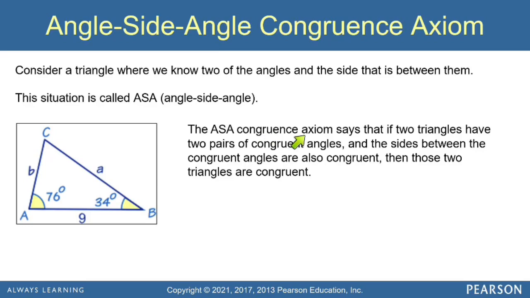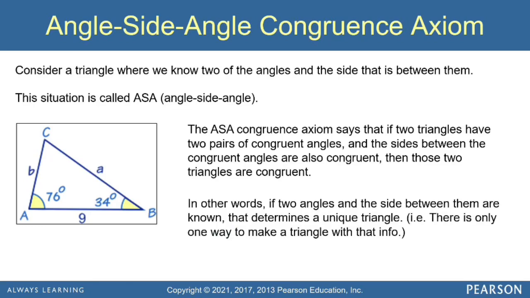Now, we will never be working with two triangles at a time, so another way to think of this idea is to say it like this. If two angles and the side between them are known, that determines a unique triangle. In other words, there's only one way to make a triangle with this information. And that's how we know that if we had a triangle like this and we find a value for side A and we find a value for side B, the two values that we find will be the only two possible values for those sides.